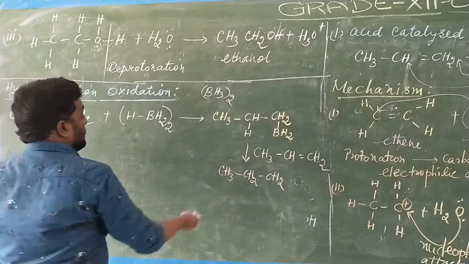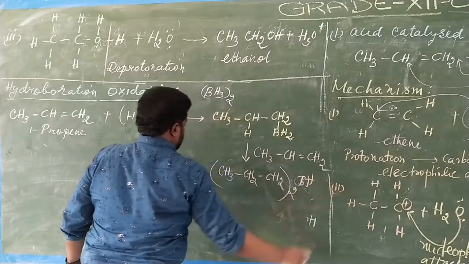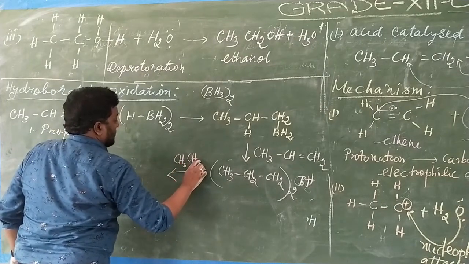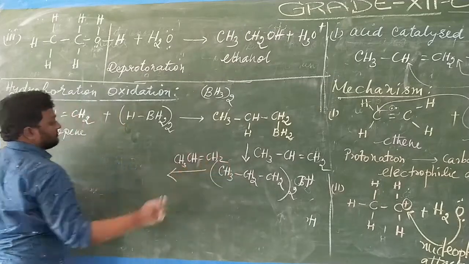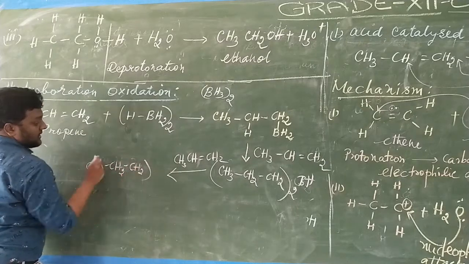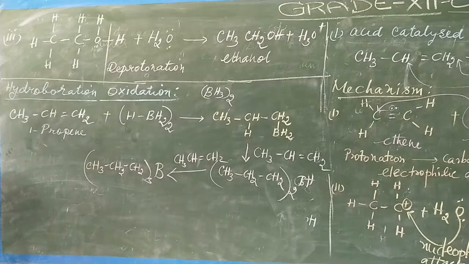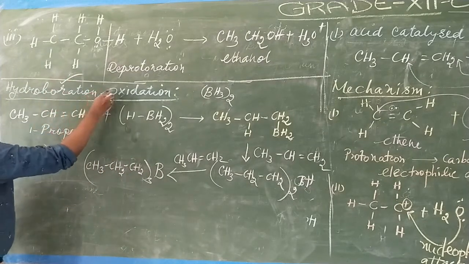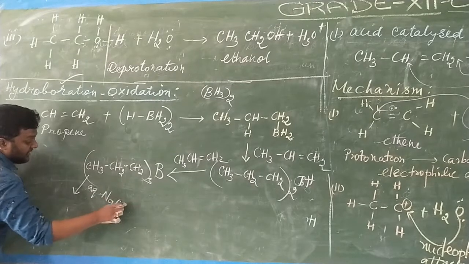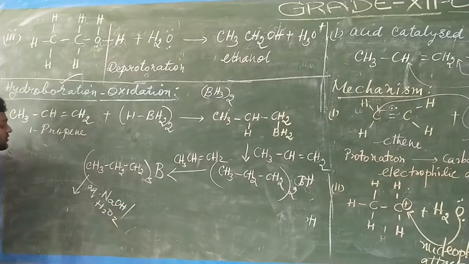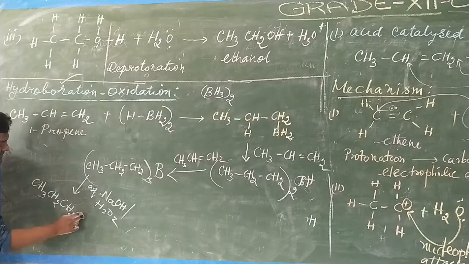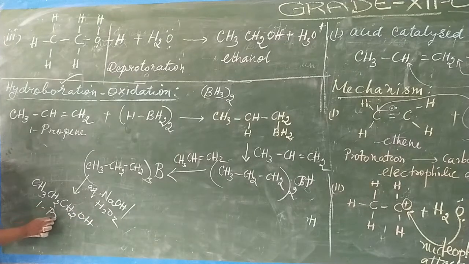This also becomes CH2. It becomes twice, then BH. Then again you have to treat it with CH3, CH, double bond CH2. So what will be the product? CH3, CH2, bond CH2, thrice B. This is called as hydroboration. For the oxidation step, it has to be oxidized in the presence of aqueous sodium hydroxide followed by hydrogen peroxide. As a result it gives the formation of CH3, CH2, CH2OH. This is called as 1-propanol.